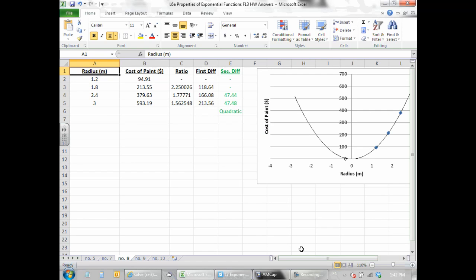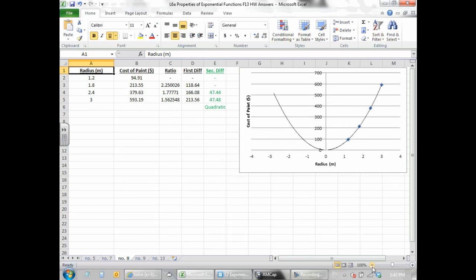You're looking at radius, you're painting something versus its cost to paint. And when I did the ratio, they didn't equal out. The first differences didn't equal out. So I did the second differences, and finally they were all the same, basically. The real world's kind of messy. It wasn't exactly the same. When I graphed it, I put these 4 points down: 1, 2, 3, 4. And I extended my symmetrical quadratic, because the quadratic is symmetrical. And it looks pretty quadratic to me.